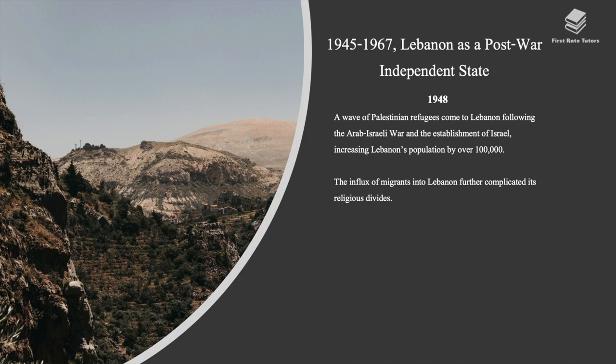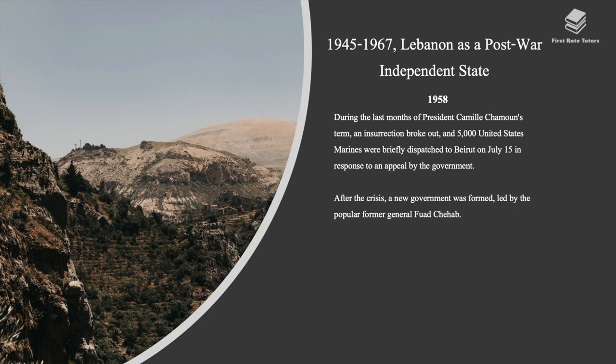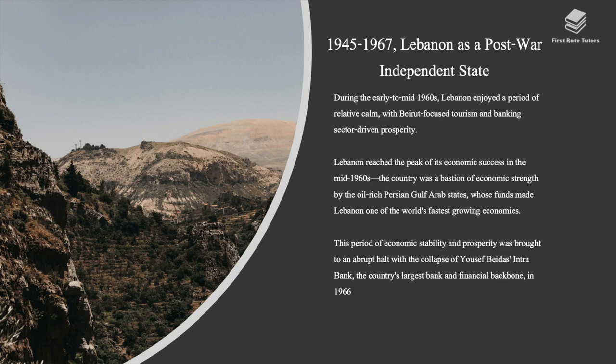The influx of migrants into Lebanon further complicated its religious divides. In 1958, during the last months of President Camille Chamoun's term, an insurrection broke out and 5,000 United States Marines were briefly dispatched to Beirut on July 15th in response to an appeal by the government. After the crisis, a new government was formed, led by the popular former general Fouad Shihab.